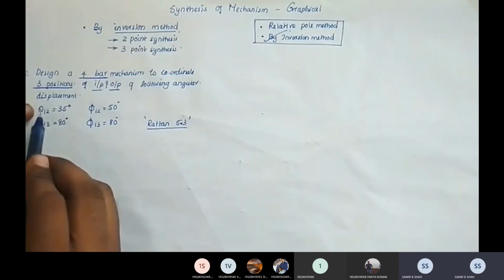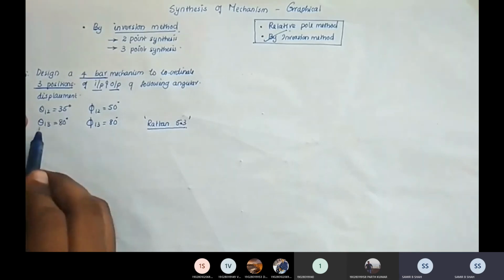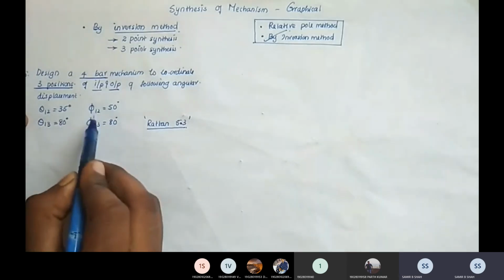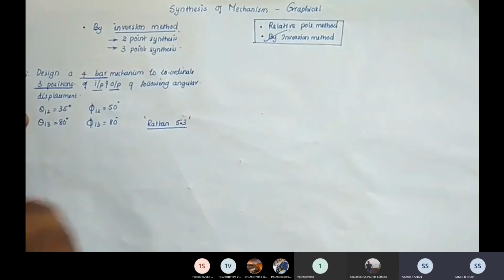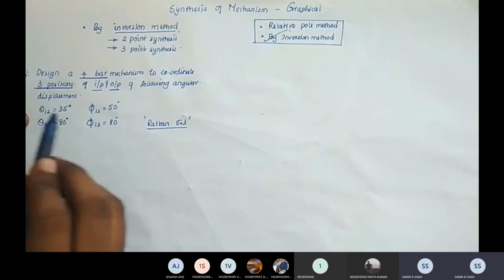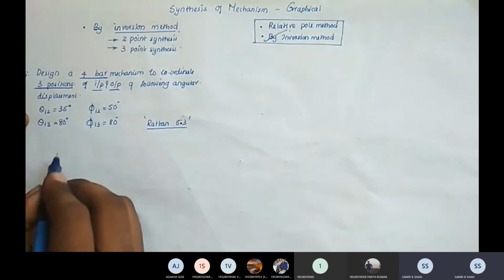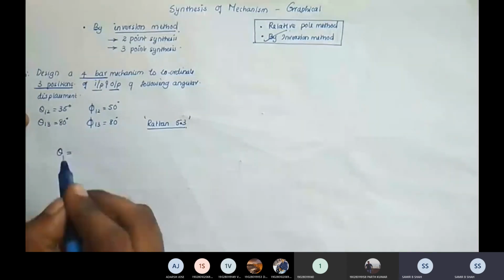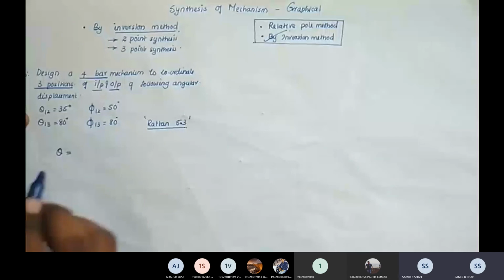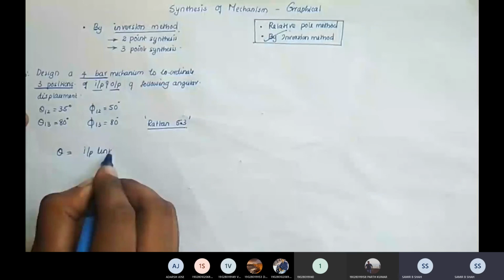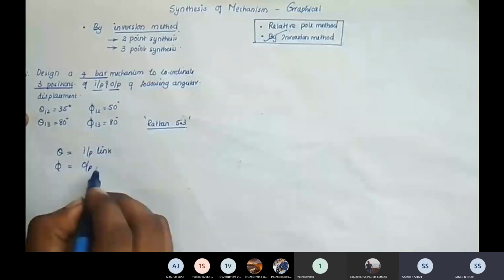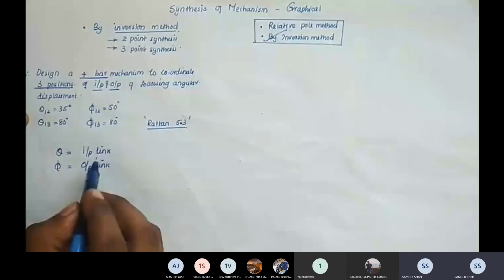Here theta 1 to 2 is equal to 35 degree and theta 1 to 3 is equal to 80 degree. Phi 1 to 2 is equal to 50 degree and phi 1 to 3 is equal to 80 degree. First of all, we need to know what is meant by this theta angle and what is meant by this phi angle. Theta is the angle coordinated with the input link, and phi is the angle coordinated with the output link.